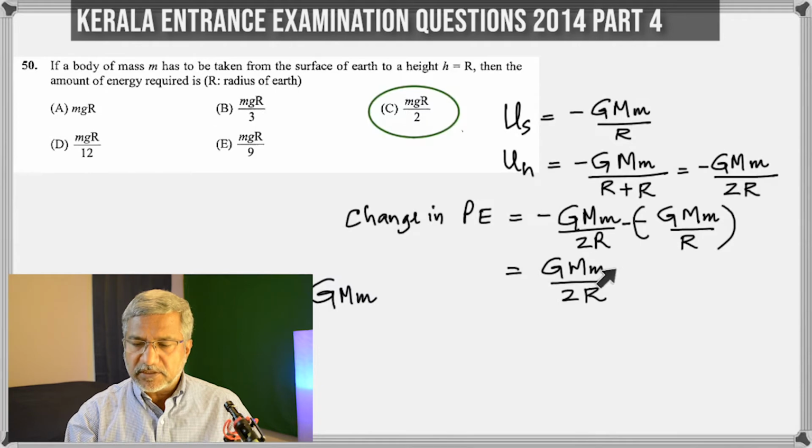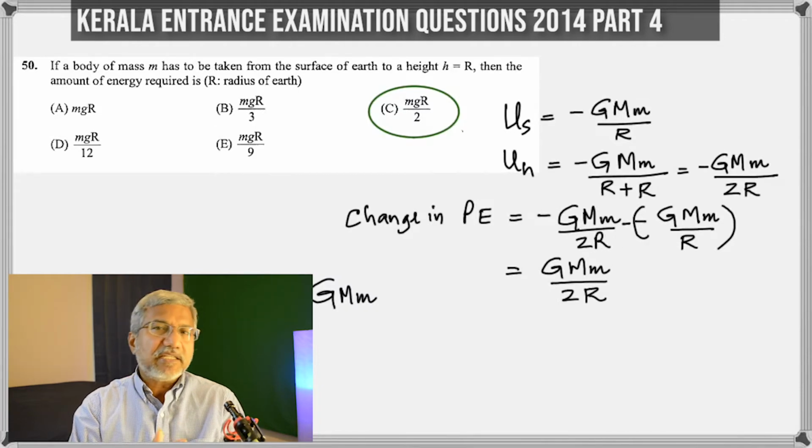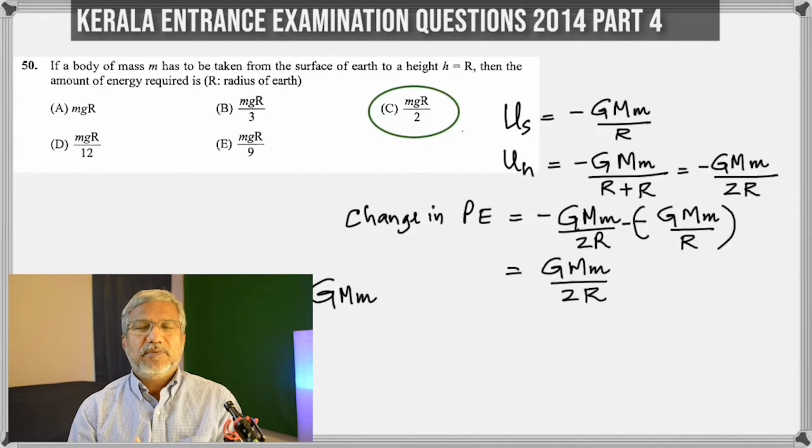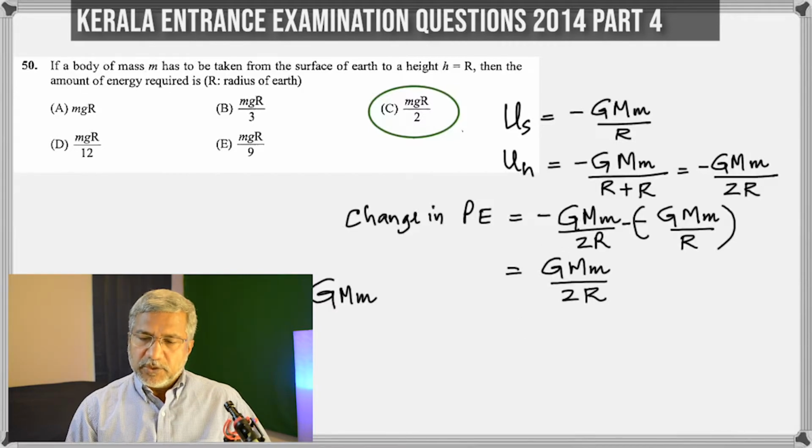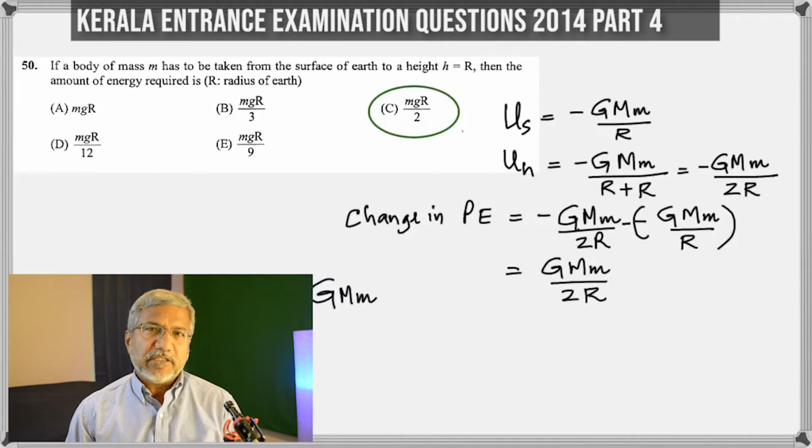And also notice there are two negatives there. So it becomes a positive. So it's minus half plus 1. What is minus half plus 1? That's plus half, right? So that's why you have half GMm by r. So that is actually the work done, but we don't have any of those answers like that.